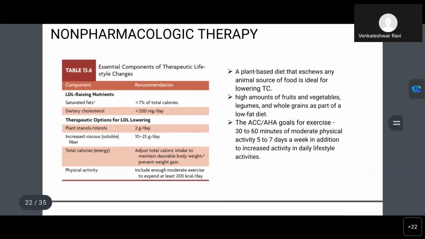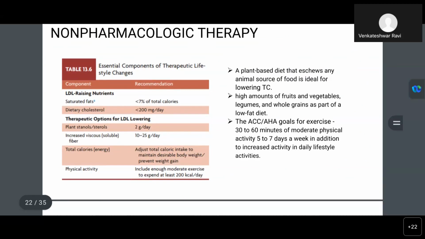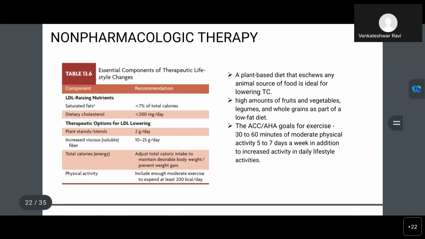The therapy is based on a plant-based diet, avoiding any animal source of food, which is ideal for lowering cholesterol. Saturated fat should be less than 7% of total calories, and dietary cholesterol should be less than 200 milligrams per day. It should include more vegetables and greens as a part of a low-fat diet. And coming to physical activity, a minimum of 30 to 60 minutes of moderate physical activity 5 to 7 days per week, in addition to increased activity in daily lifestyle, is recommended by the ACC and AHA.